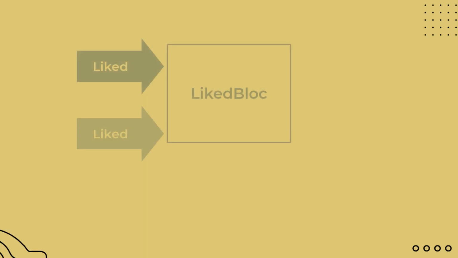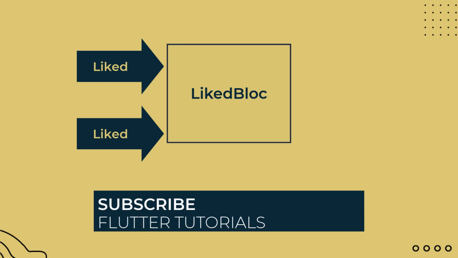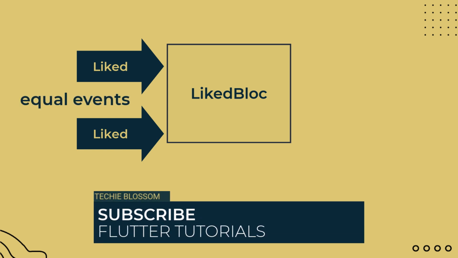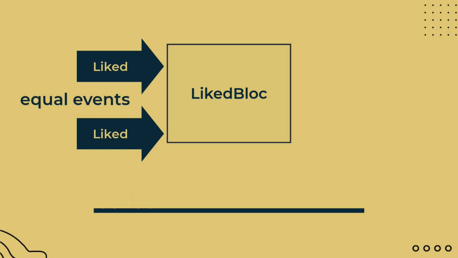Now coming back to the reason why I didn't use liked twice. Because when skip compares liked event, both the events are equal because I haven't extended events with equatable. That's why using set and liked worked because they both are unequal.